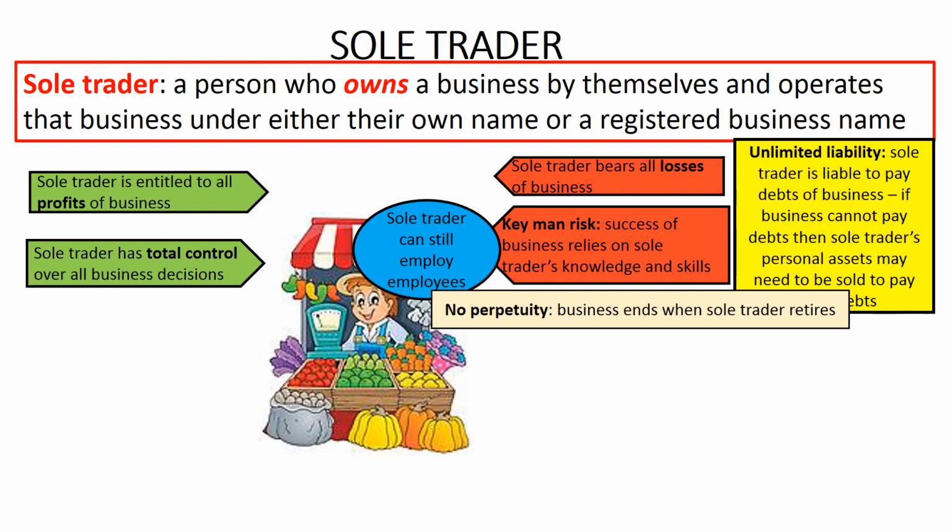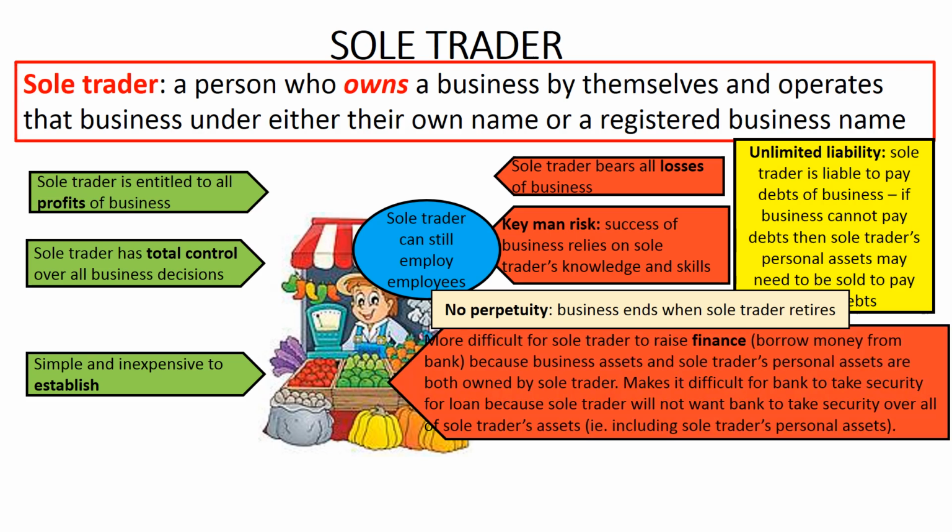An advantage of a sole trader business is that it is very simple and inexpensive to establish that business. The main thing that a sole trader has to do is to register a business name for the business. On the other hand, one disadvantage of a sole trader business is that it is more difficult for a sole trader to raise finance, that is, to borrow money from the bank. This is because the assets that are used in the business and the sole trader's personal assets, such as their house and their car, are both owned by the sole trader.